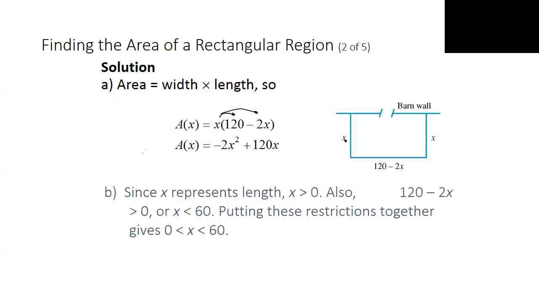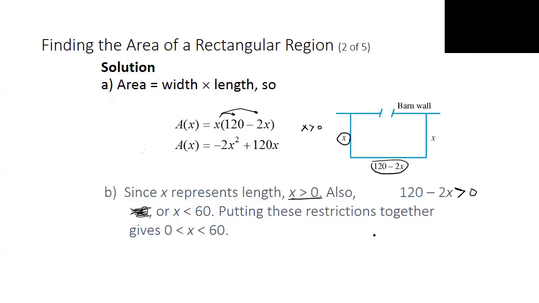Well, that should be pretty obvious. X is a positive number. That's one restriction I should mention here. So X must be greater than 0. That's one restriction right there. The other restriction is that 120 minus 2X also has to be greater than 0. The rest came here. So 120 minus 2X must be greater than 0.